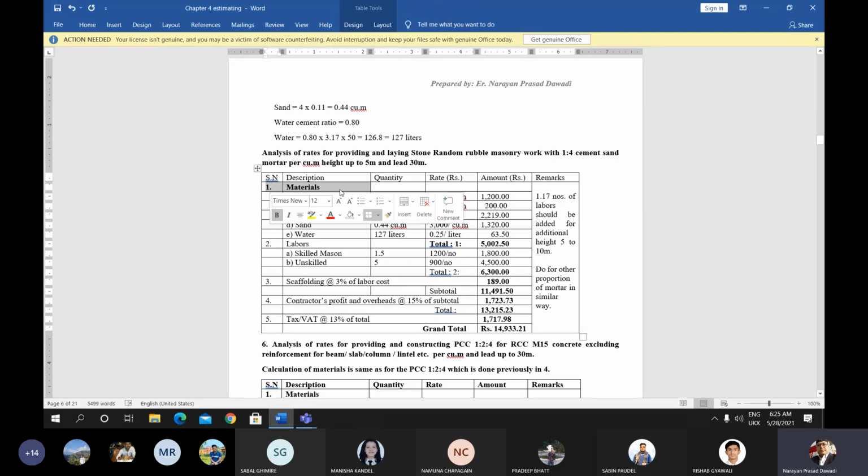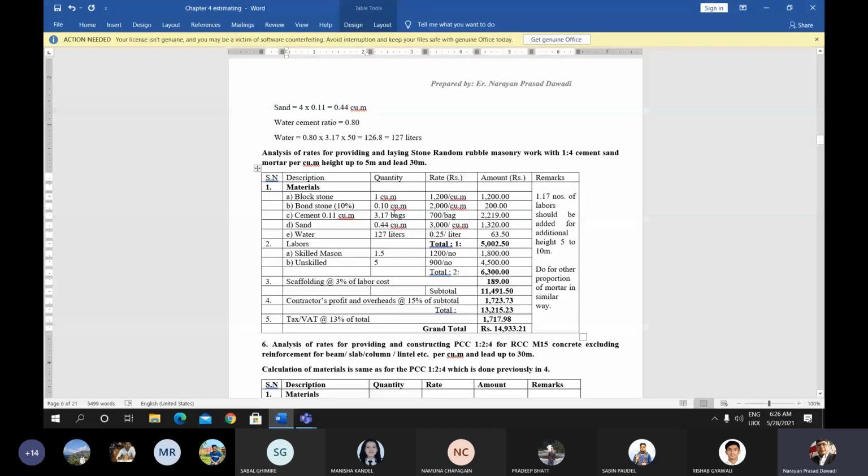Now the first thing, we have to calculate the material. The materials are as follows: block stone 1 cubic meter, bond stone 10% of block stone 0.10 cubic meter, cement 0.11 cubic meter, which is 3.17 bags, sand 0.11 into 4, 0.44 cubic meter, water 127 liter. It is calculated earlier. Now for the block stone, the rate is 1200 per cubic meter. 1200 into 1, you get the amount 1200. Now bond stone is 10% of the block stone.